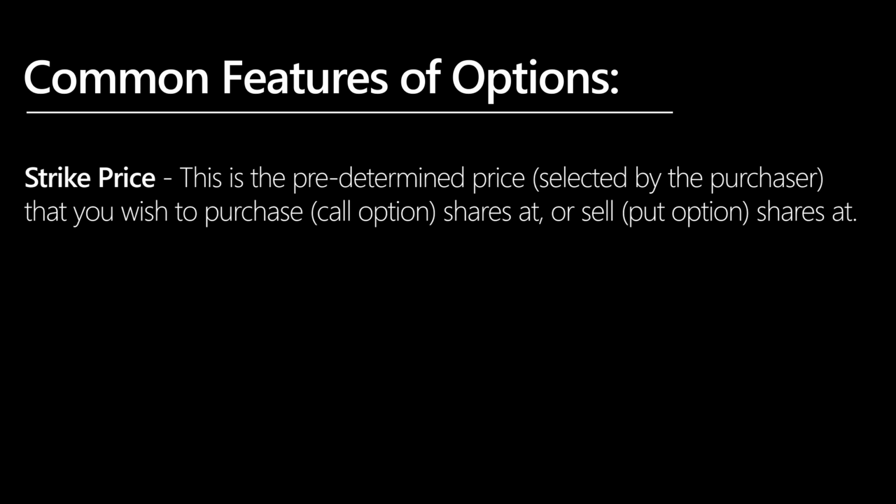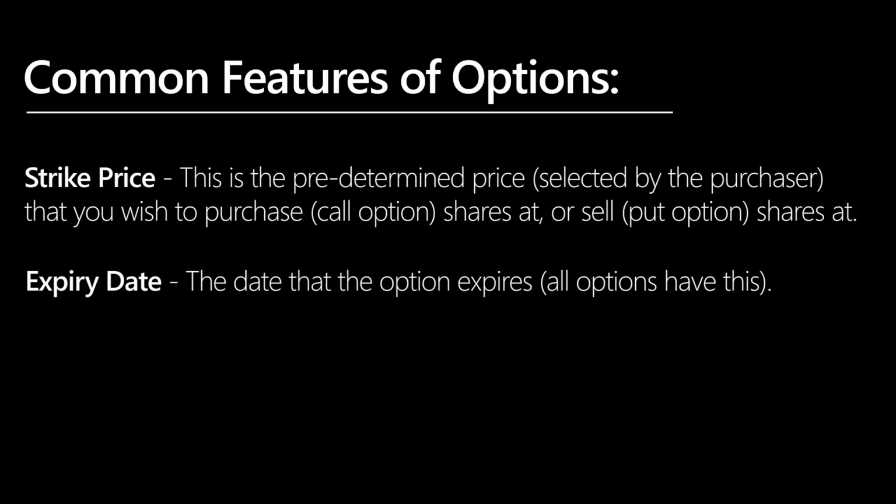So let's talk about some of the common features of call and put options. First one is the strike price, and this is the price you specify that you want to be able to either buy at if it's a call option or sell at if it's a put option. The second feature is the expiry date, and this is the date obviously that the option will expire. So inherently options have an expiration date, and this is what makes them a little bit more risky than purchasing a stock outright. We'll discuss that a little bit more when we talk about the pros and cons of options trading.